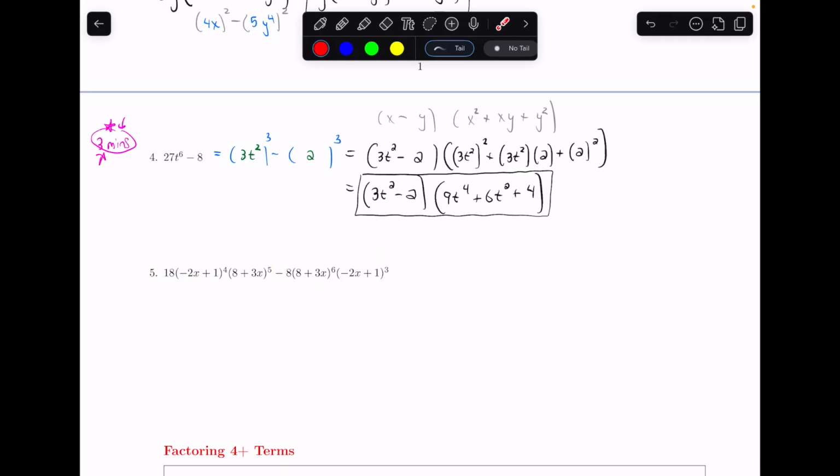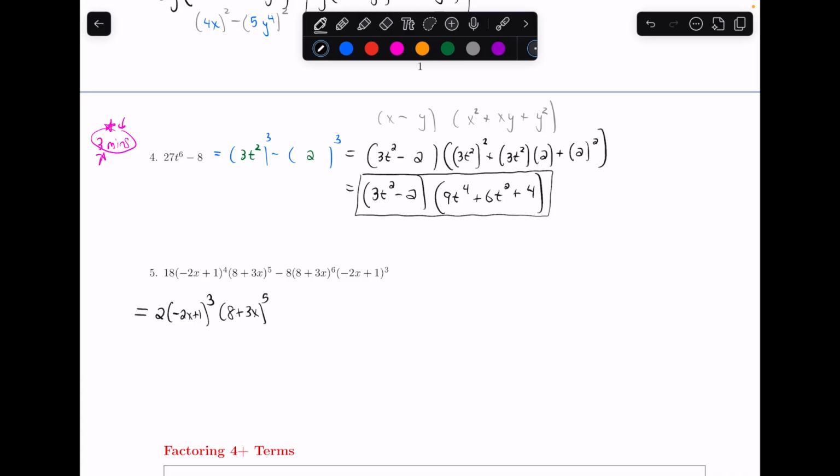So first step is factor anything that's common out. The 18 and the 8, those coefficients can both get divided by 2. Then I notice they both have this negative 2x plus 1 in common. So I can take out negative 2x plus 1 to the smaller power, to the third, because there's 4 of them here, there's 3 of them there. So both of the groups definitely have at least 3. And then with the 8 plus 3x, I can factor out 8 plus 3x to the 5, the smaller power. So those are the common factors.